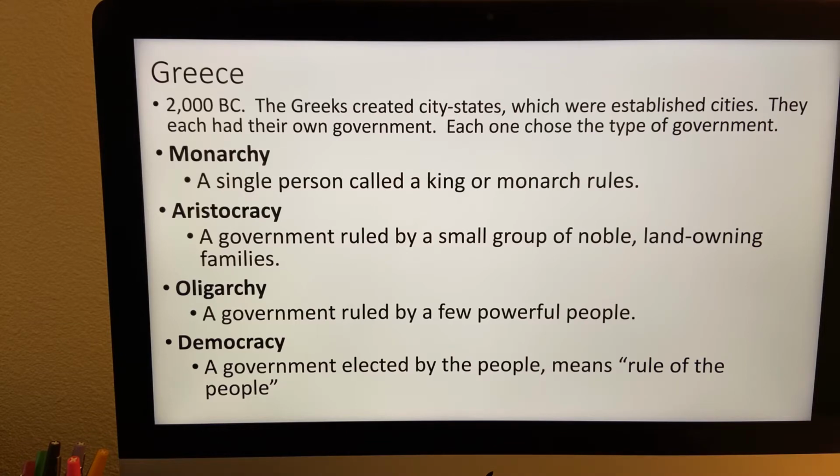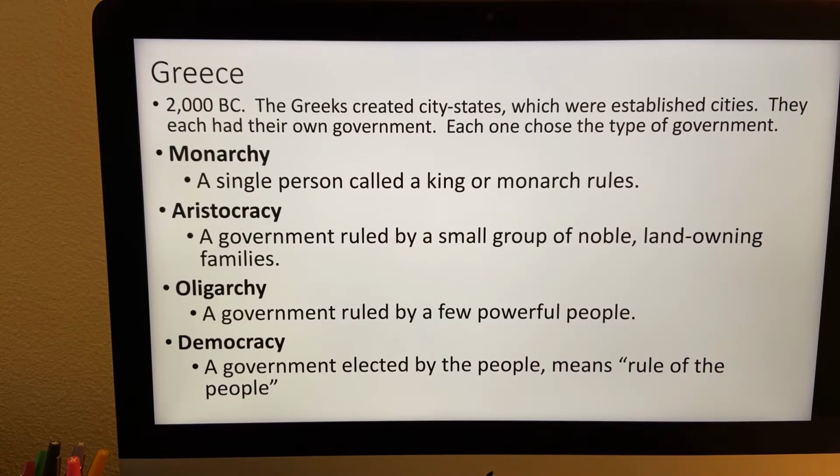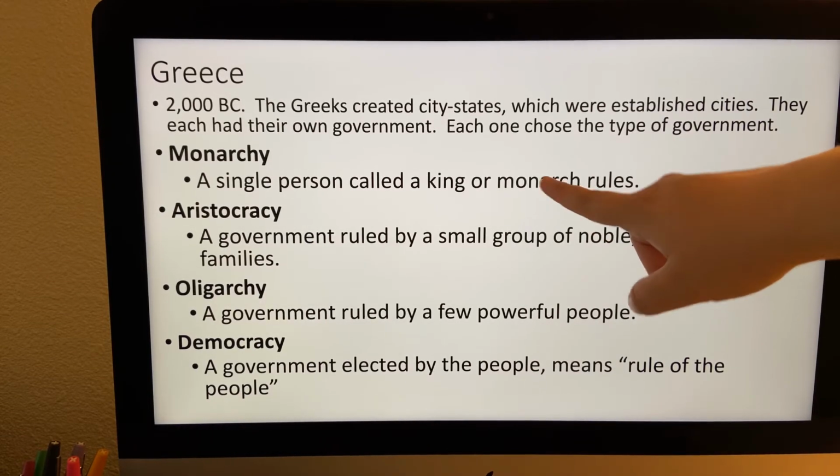government types. These 4 government types, plus the ones we can go over in this PowerPoint, will definitely be on our test that we have for this unit. So make sure that you write these down. All right, 2000 BC. The Greeks are starting to create city-states. Basically, a city-state is an established city that has their own government, and they're able to choose their own type of government.